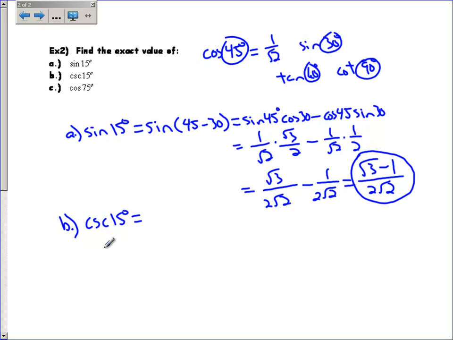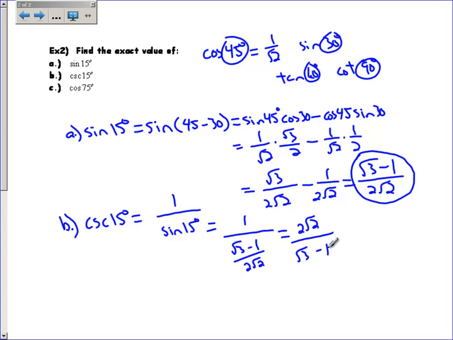I could work this out to be the cosecant of 45 minus 30 and try and throw it in some formula. But since I happen to know that cosecant is the reciprocal of sine, and I've already done the work for the sine of 15 degrees, I just need to do 1 divided by that. 1 divided by all of this. And of course the reciprocal means we just flip it over and multiply, and that works out to be 2 radical 2 over the square root of 3 minus 1. So I didn't really have to plug into a formula.